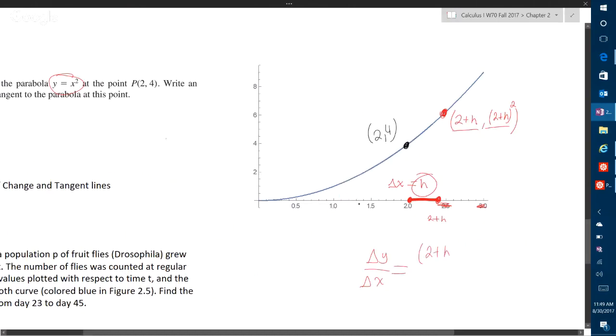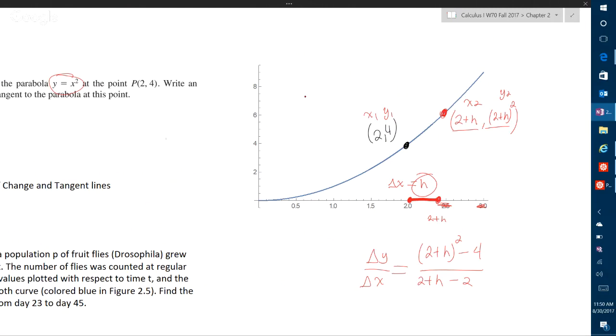h squared minus 2. Minus 4. This is my y1. This is my y2. And what about for x? Minus 2. This is my x2. This is my x1. It's a little more abstract since we're leaving h as just a general letter, but the concept is still the same: y2 minus y1 divided by x2 minus x1.